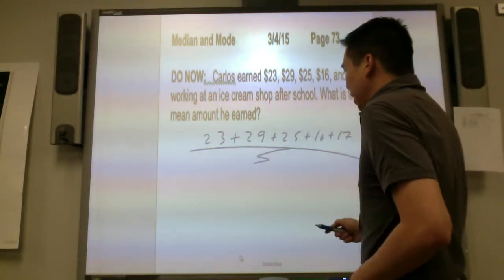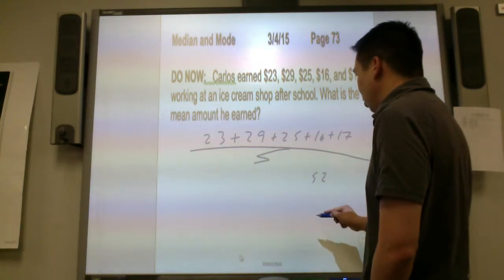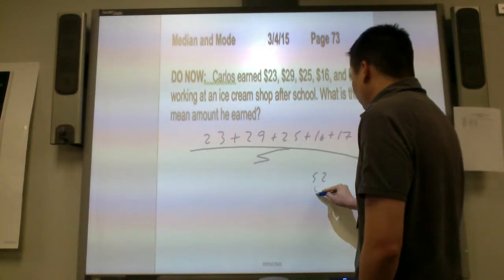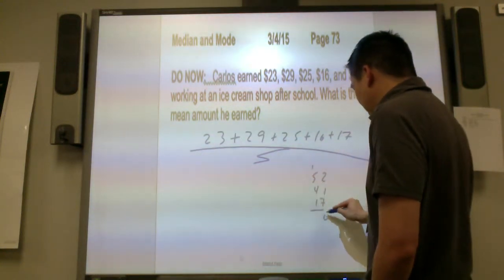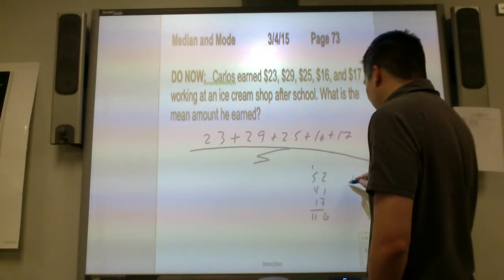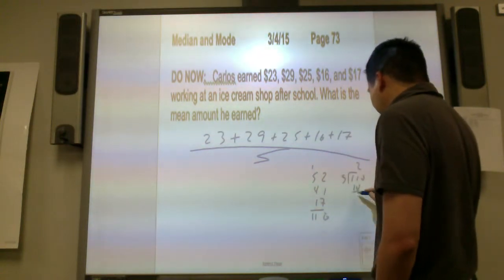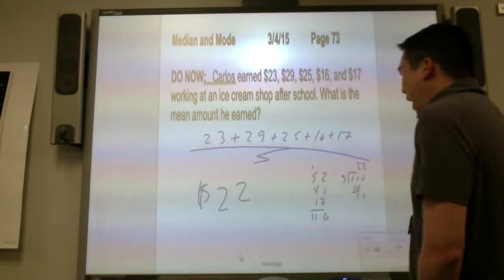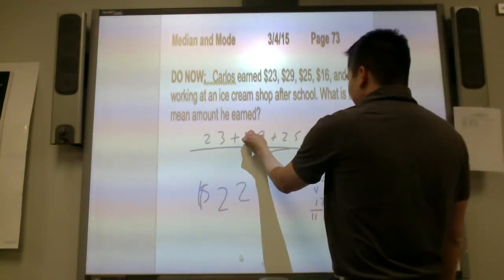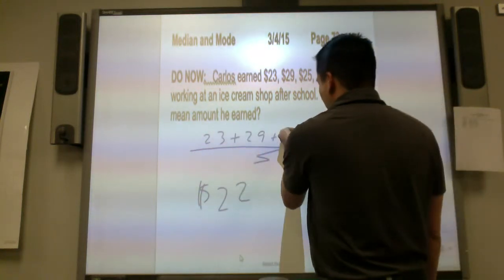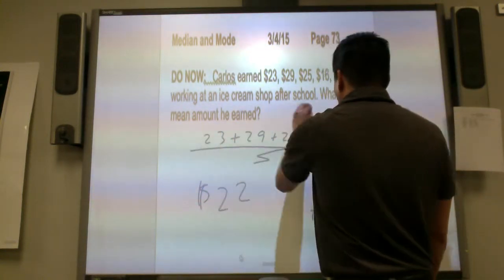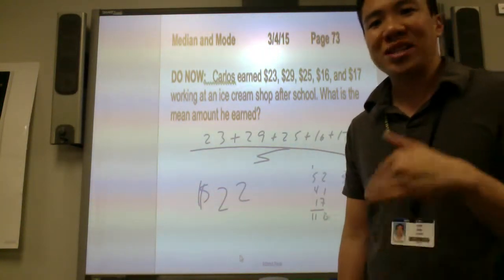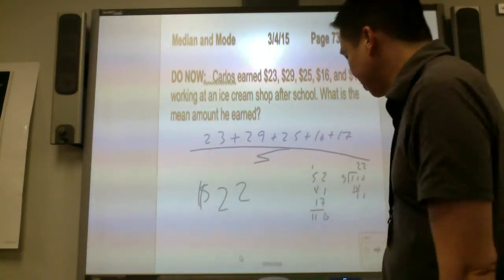So 23 plus 29, oh goodness, 52. 25 plus 16 is 41 and 17. It adds up to 110. 110 divided by 5 is $22. That is the average. So if I take some money from $29 and bring it down to $16, take some money from $25 and bring it down to $17, take $1 and move it down to $16, it'll be $22. So the average amount he gets paid is $22 per day, average, or mean.